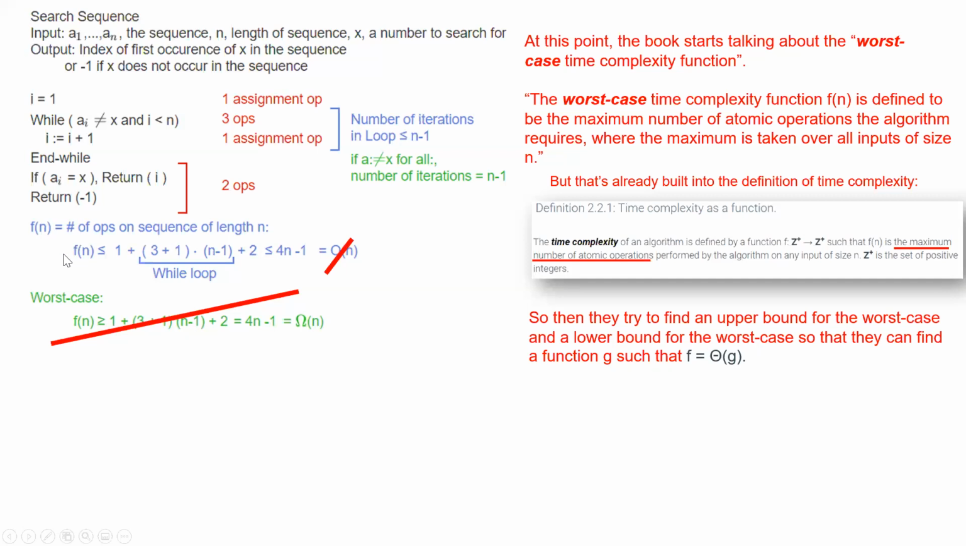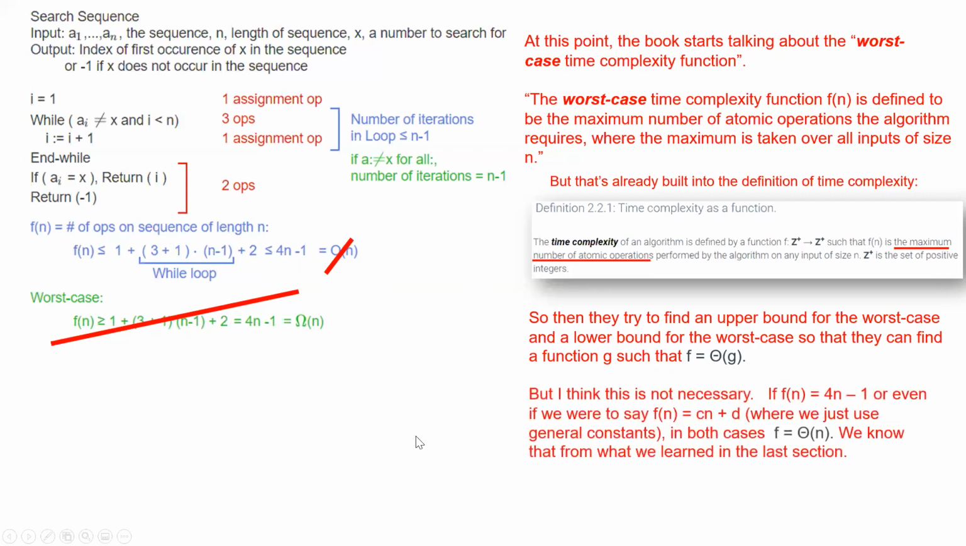Really, here's the deal, guys. Once we find what we think this function looks like, that's the time complexity function. It's not that it's less than something or greater than something. That is it. Based on the rules that we just found in the last section, if the time complexity is 4n minus 1, then we're going to say that f is theta of n.